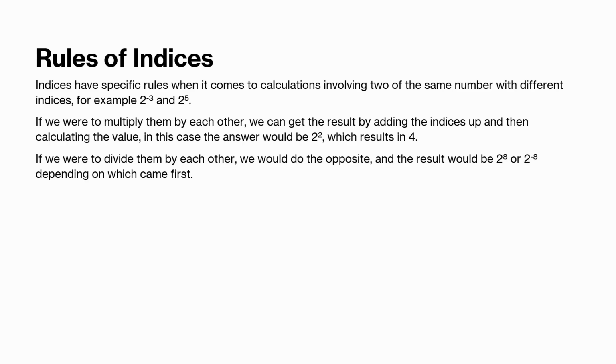Now, if you were to divide numbers, we would do the opposite, so we'd subtract the indices. So we have 2 to the power of 5 divided by 2 to the power of 3, which would give you 2 to the power of 5 minus 3, which would give you 2 to the power of 2. Or it could be a negative power, depending on which came first, if it was 2 to the power of 3 divided by 2 to the power of 5.